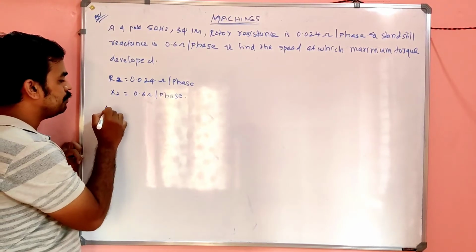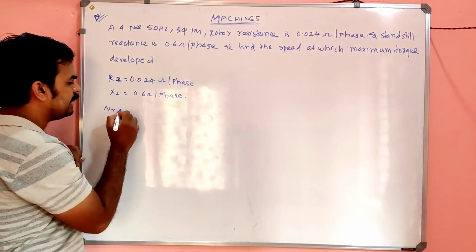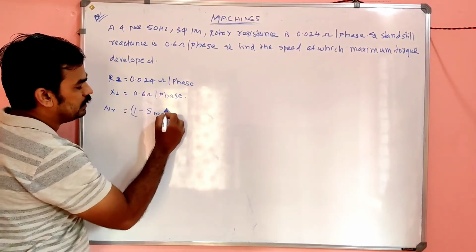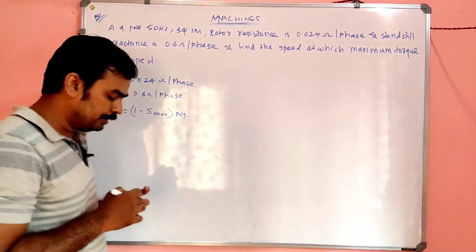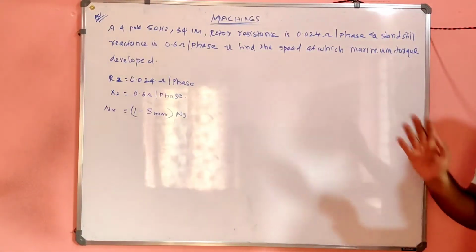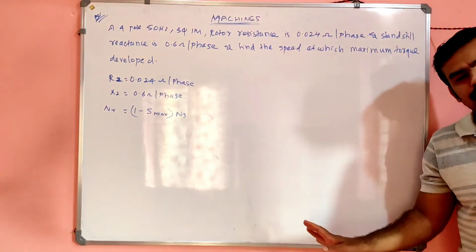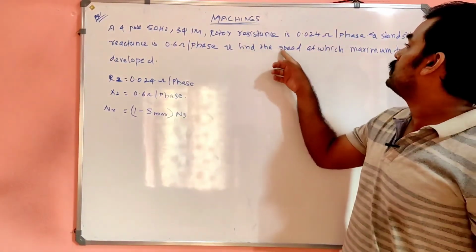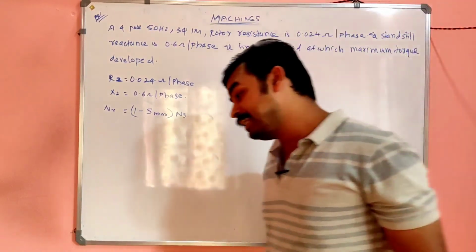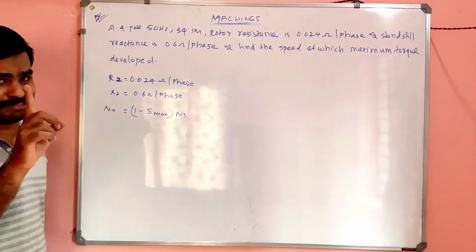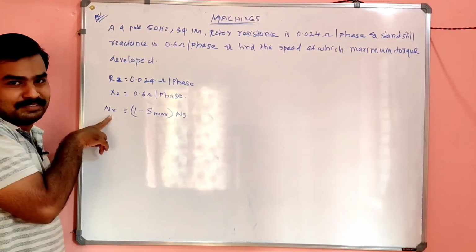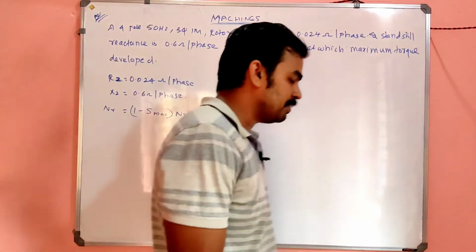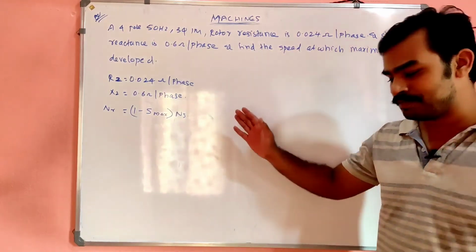So what is the relation for rotor speed? Simply N, which is nothing but, my dears, (1 minus S at maximum torque) into NS. Did you remember this equation? The general equation for rotor speed is N equal to (1 minus S) into NS. We have to find the speed at which maximum torque is developed, which means we first have to find the slip at maximum torque.